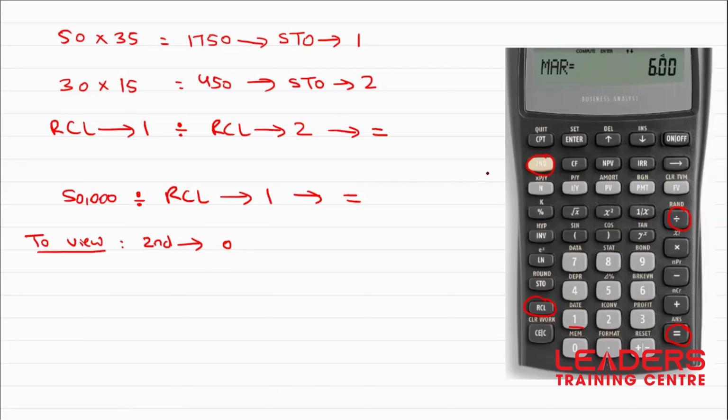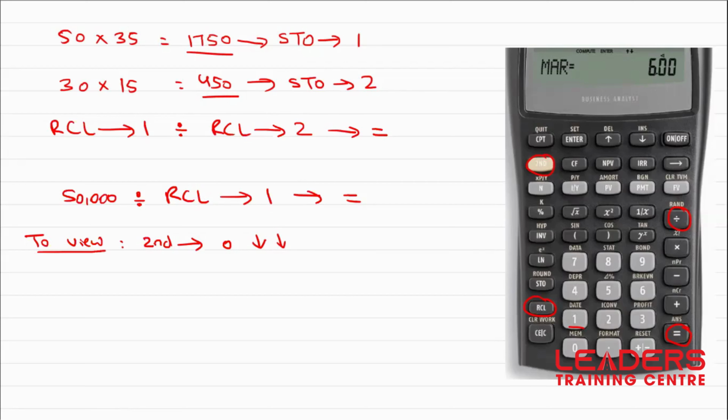If you want to see what you have stored in M1, which is in button 1, where we stored 1750, if you go down, you will see M1, and this number would be stored in that particular memory. If you go down further, you will see M2, and this is the number you will find there, and so on. That's how you can view all the memory by simply pressing the down arrow.